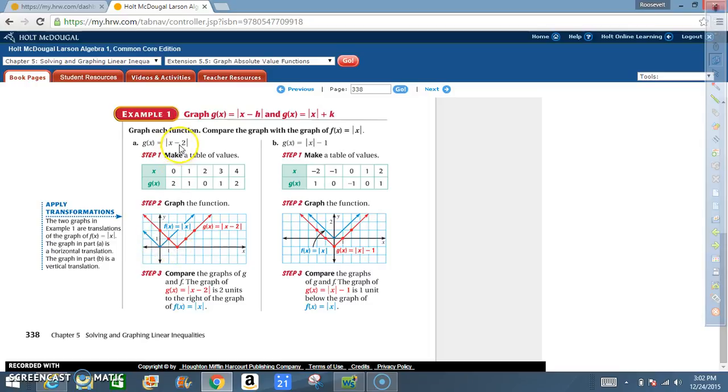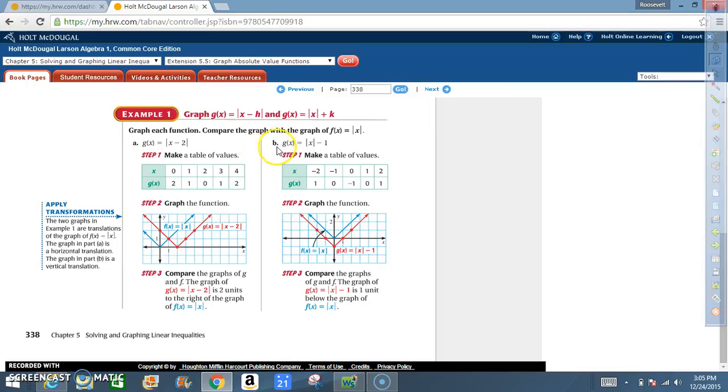Notice I had a negative 2 in the absolute value sign. Even though it's negative, it shifts in a positive direction 2 units. If this 2 were positive, it would have shifted in the negative direction. So it's behaving just the opposite of what we think it would be.